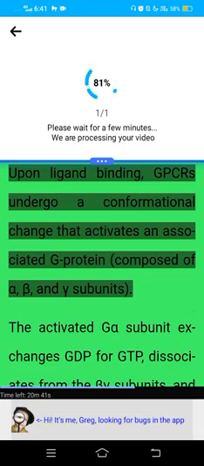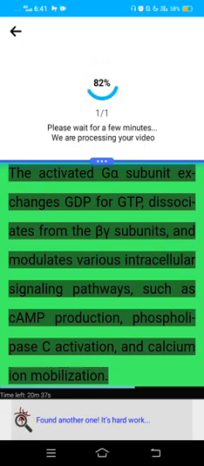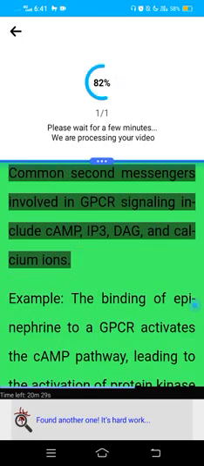Upon ligand binding, GPCRs undergo a conformational change that activates an associated G protein composed of alpha, beta, and gamma subunits. The activated G alpha subunit exchanges GDP for GTP, dissociates from the G beta-gamma subunits, and modulates various intracellular signaling pathways, such as cAMP production, phospholipase C activation, and calcium ion mobilization. Common second messengers involved in GPCR signaling include cAMP, IP3, DAG, and calcium ions.